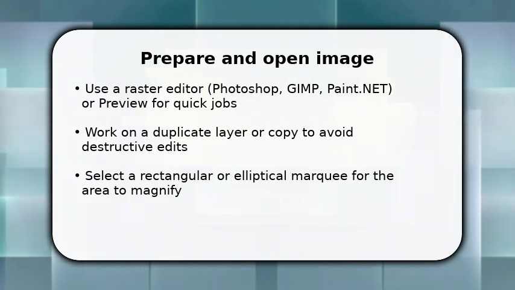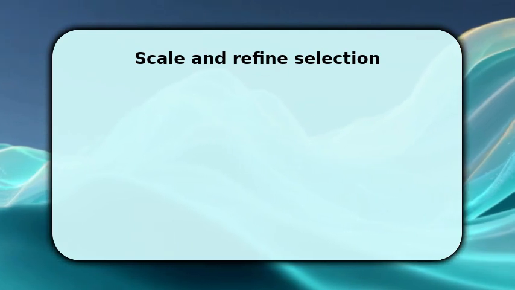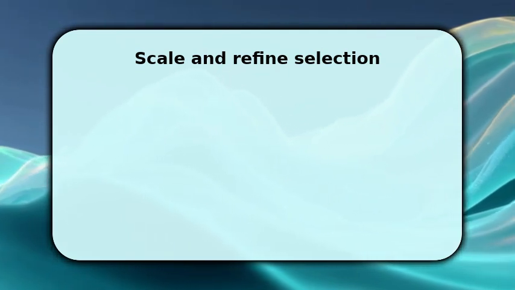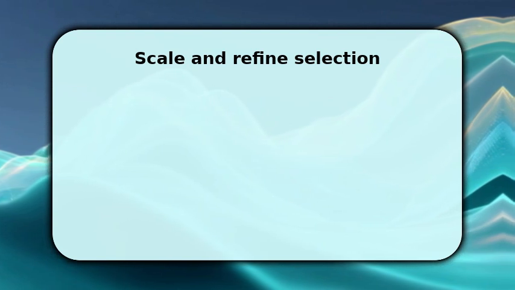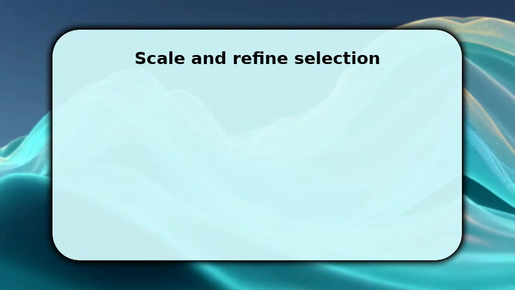Once copied to a new layer, use the transform or scale command to enlarge the patch. Hold Shift for proportional resizing or type a precise percent such as 150%. Make sure to resample using bicubic for smoother results.